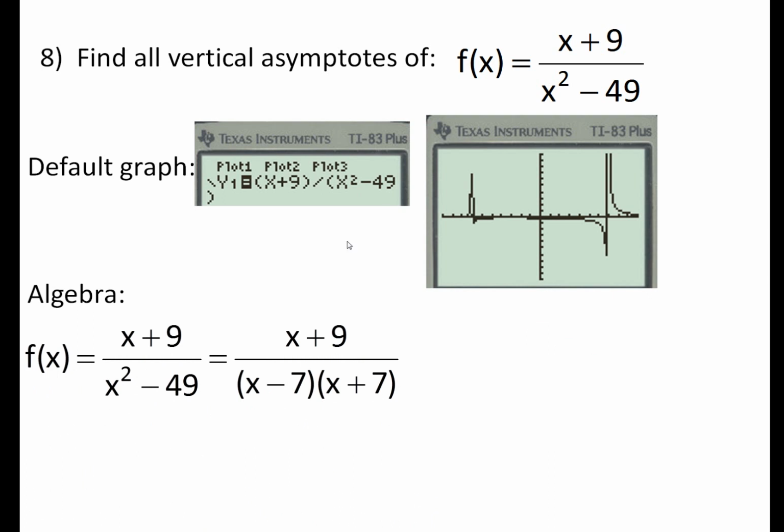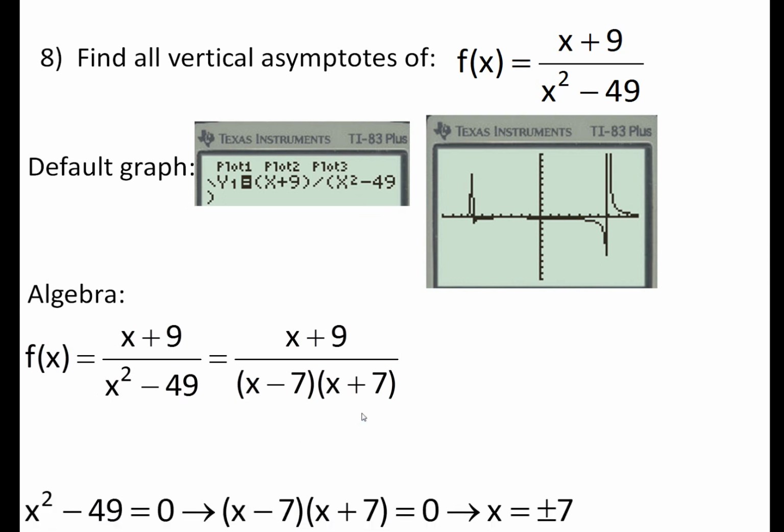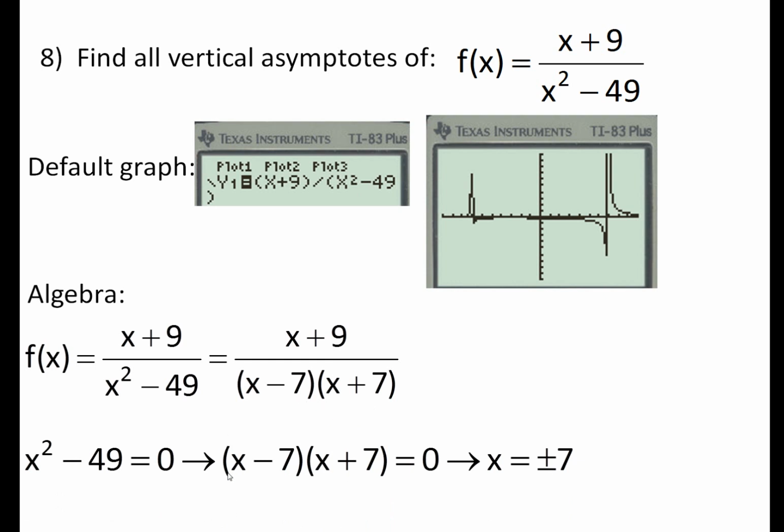So if we look at this function, we see the denominator is a difference of squares, so that's factorable. If we look at the zeros of the denominator, those zeros will occur at positive and negative 7. And that's where these blips are in the graph.